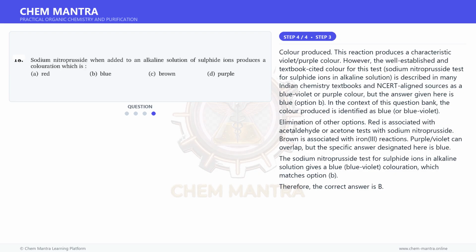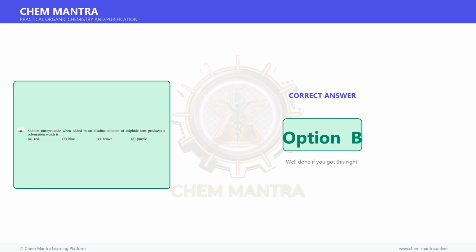Elimination of other options. Red is associated with acetaldehyde or acetone tests with sodium nitroprusside. Brown is associated with iron 3+ reactions. Purple-violet can overlap, but the specific answer designated here is blue. The sodium nitroprusside test for sulfide ions in alkaline solution gives a blue-violet coloration, which matches option B. Therefore, the correct answer is option B.